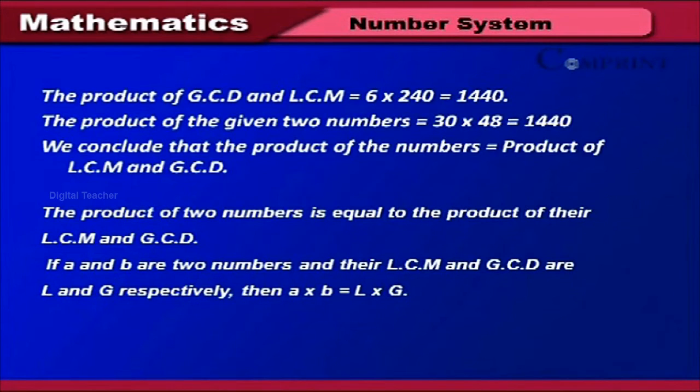The product of two numbers is equal to the product of their LCM and GCD. If A and B are two numbers and their LCM and GCD are L and G respectively, then A into B is equal to L into G.